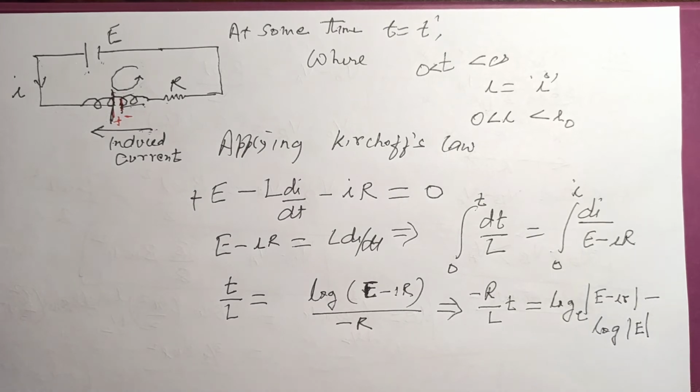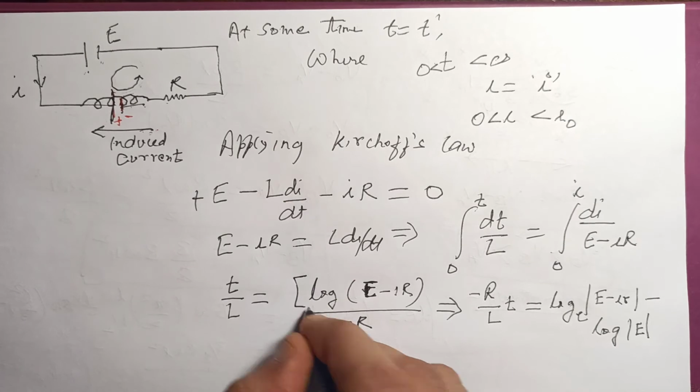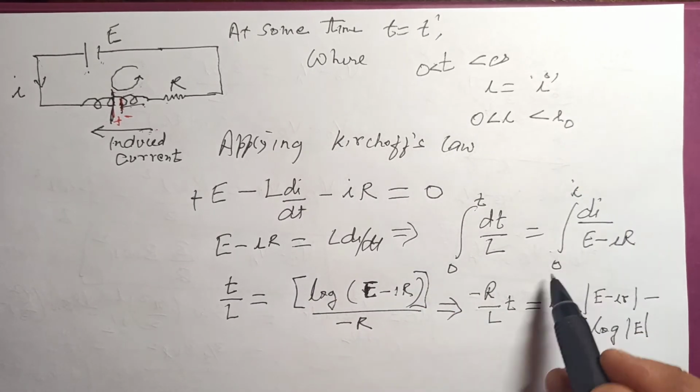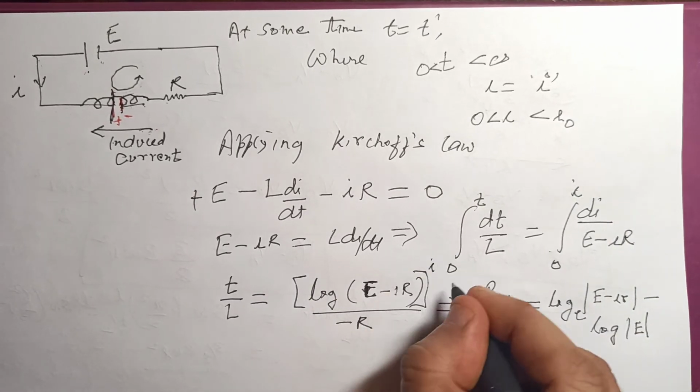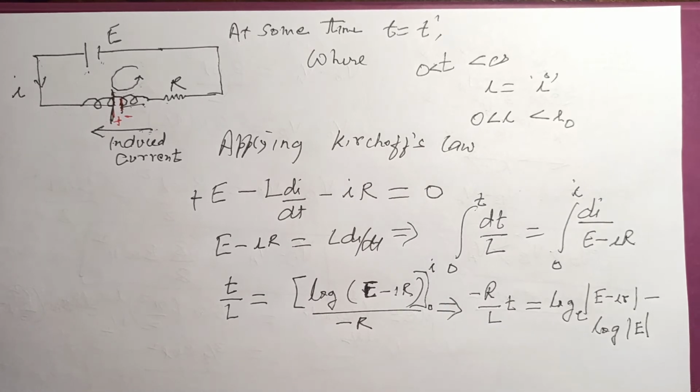Is that clear, guys? So what I did is I first multiplied it this side. On this side it becomes log of E minus IR minus log of E. Why? Because here I have to use the limit I to 0. Okay, fine.